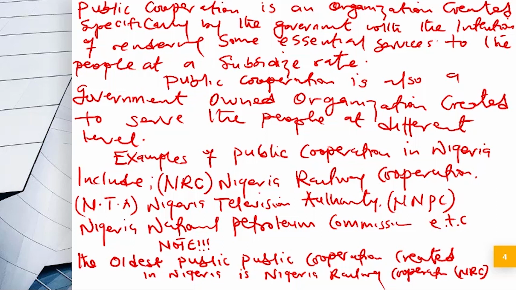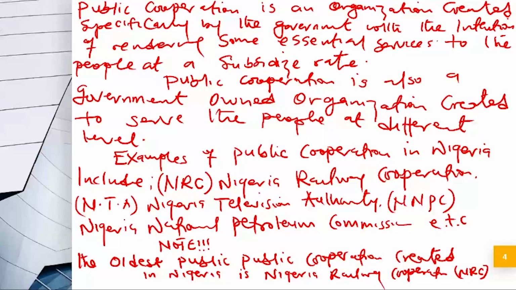We are saying a public corporation is an establishment created by the government specifically with the aim of providing some essential services to the people at a subsidized rate. Let's assume what it costs to buy a single item is 250,000 naira. The government might step in and tell you to pay 15,000 naira. By so doing, they are helping the people in general, and that is why we create public corporations. In essence, public corporations are government-owned organizations controlled by the government, and they are there to serve the people in general.